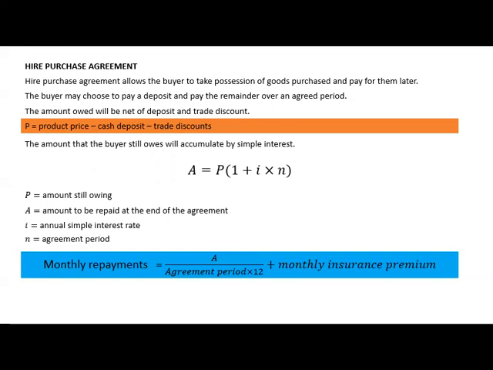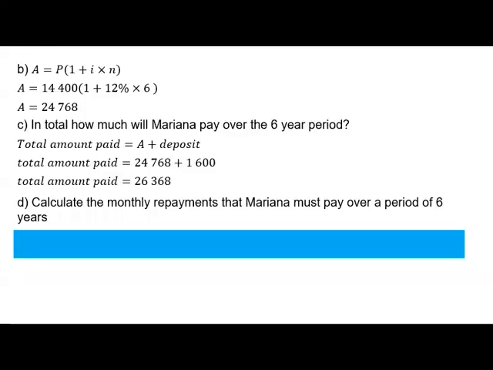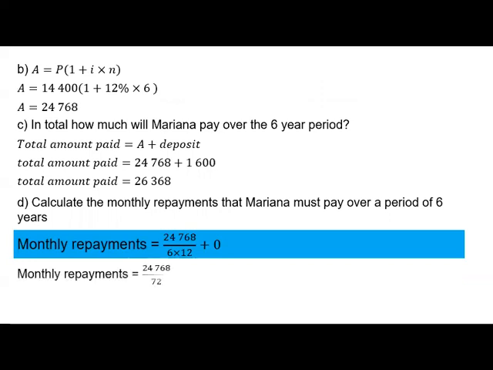We have our A. In this example, A was 24,768. You just take it, you divide it by 6 times 12. Okay, remember I said it's the agreement period multiplied by 12. Here the agreement period is 6, you multiply it by 12. The reason why I have 0 is because insurance was not given here, so insurance is 0. The monthly repayments that Mariana will have to make will be 344. If it was a decimal, make sure you round it off to 2 decimal places. But here, it was not a decimal, so there was no point of rounding it off.